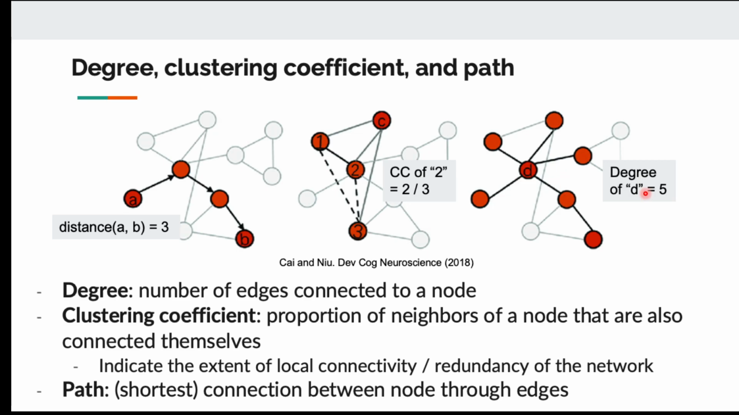So the degree would be 5. The degree represents the connectivity of the node. Locally, this node D is connected to 5 other nodes. If I ask you about the clustering coefficient, it is the proportion of edges among the neighbors of the node.